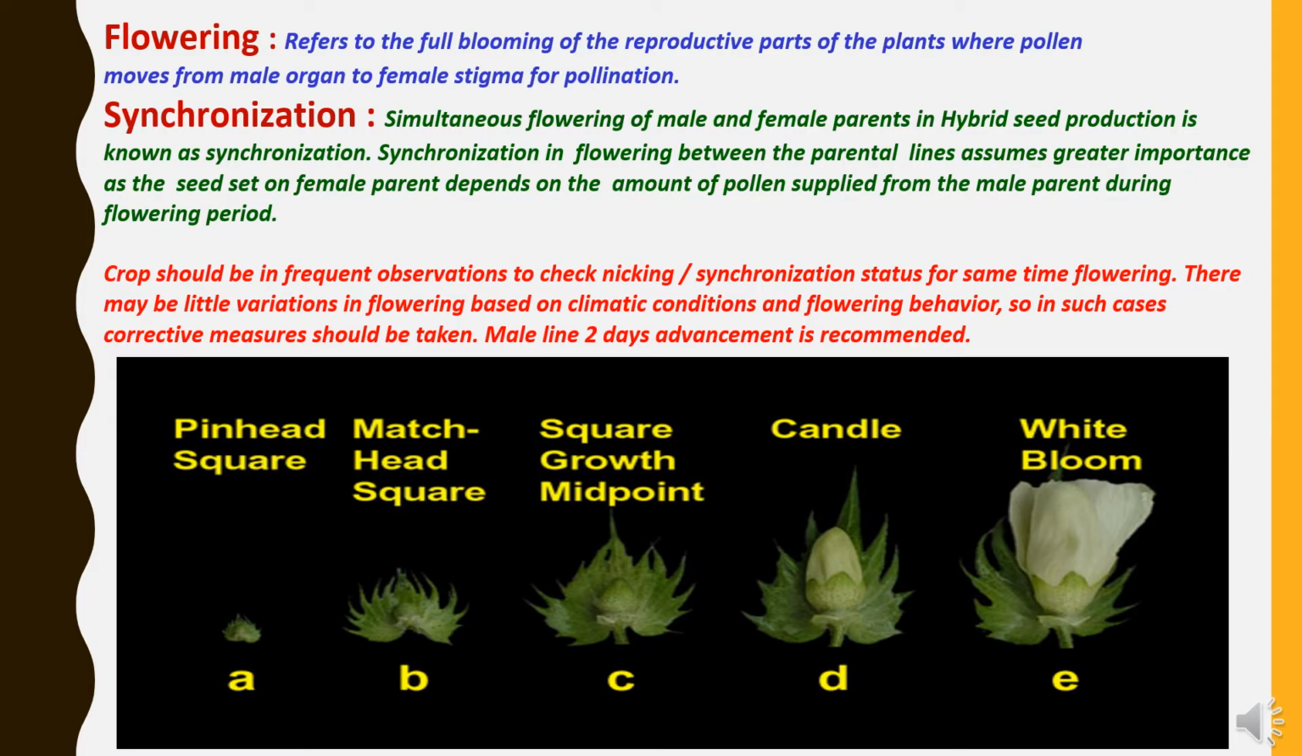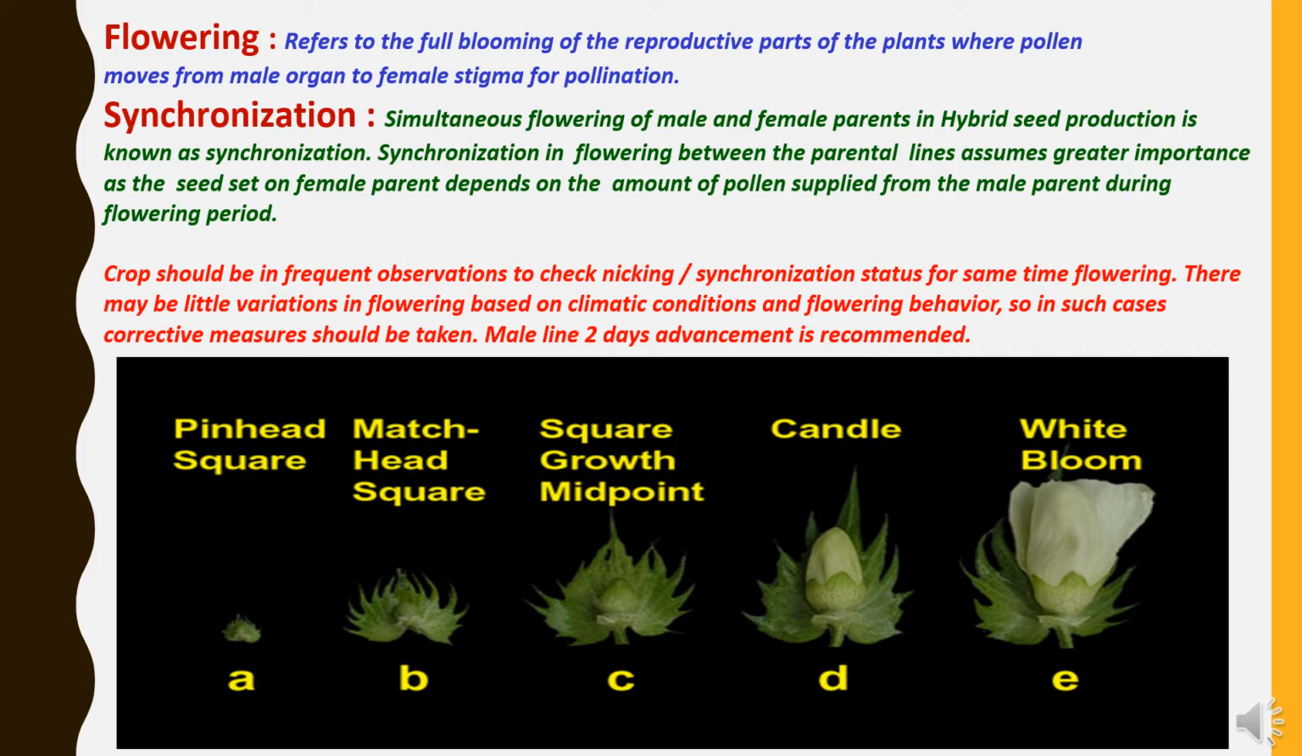Now flowering. Flowering refers to the full blooming of the reproductive parts of the plant where pollen moves from the male organ to the female stigma for pollination. And synchronization. The simultaneous flowering of male and female parents in hybrid seed production is known as synchronization. Synchronization in flowering between the parental lines assumes greater importance, as the seed set on female parents depends on the amount of pollen supplied from the male parent during the flowering period.